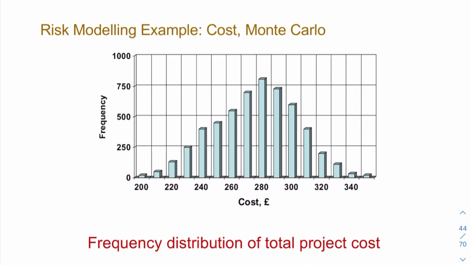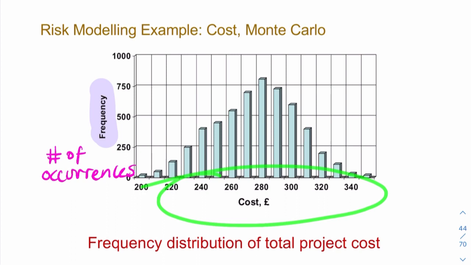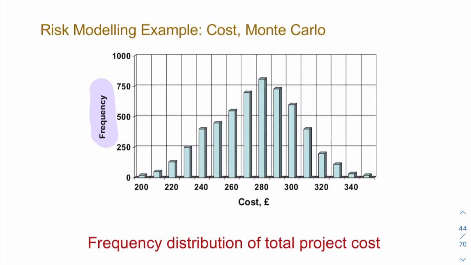What we can then do is plot these total costs. Okay, so this is a histogram, i.e. a frequency graph. And by frequency, we're talking about the number of occurrences. And here you'd have your cost. So what's this graph telling us here? It's telling us that it's very unlikely that this project will cost £200. And it's very unlikely that it's going to cost more than £340. It's most likely to cost around £280, because this is the outcome that came out most often.